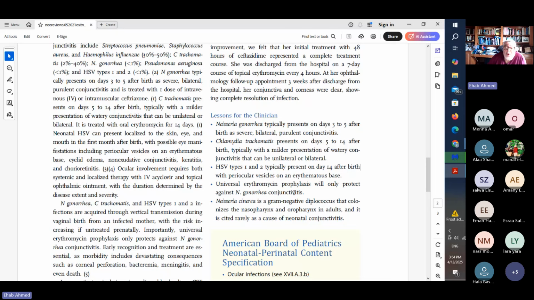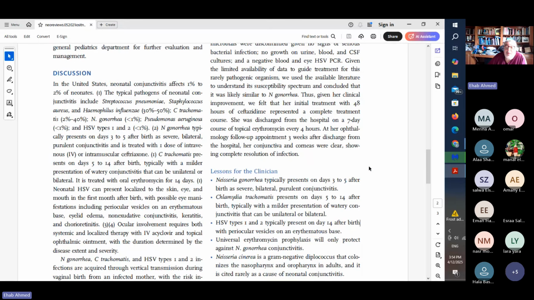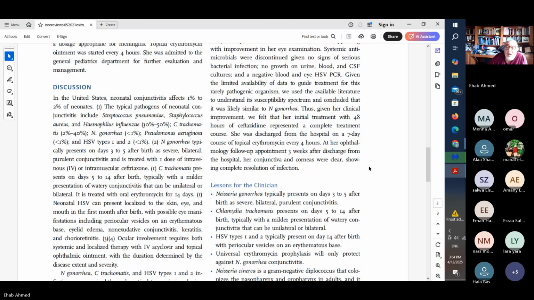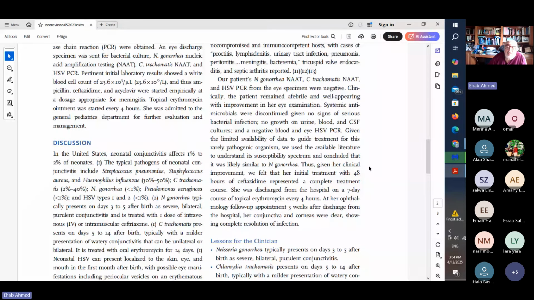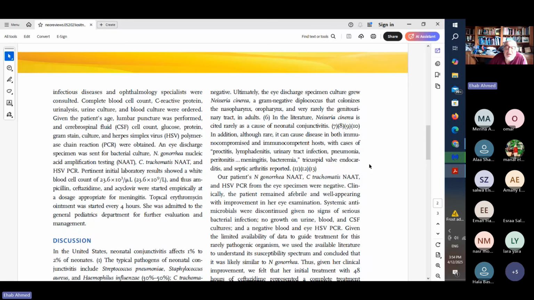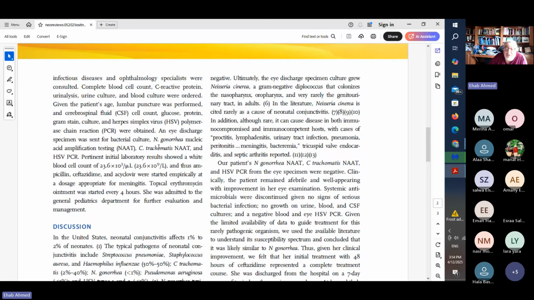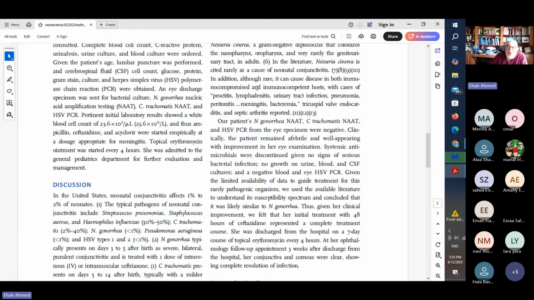Okay, so what they do is a universal erythromycin prophylaxis, but this is not going to protect against Neisseria. That's why this baby, although she received the erythromycin eye ointment, developed ophthalmia neonatorum. Actually, it was just conjunctivitis, and they ruled out ophthalmia neonatorum, which is part of a systemic infection. And please, somebody might have this article, ophthalmia neonatorum and neonatal conjunctivitis, and prepare this article. And they found out this Neisseria organism. Okay.